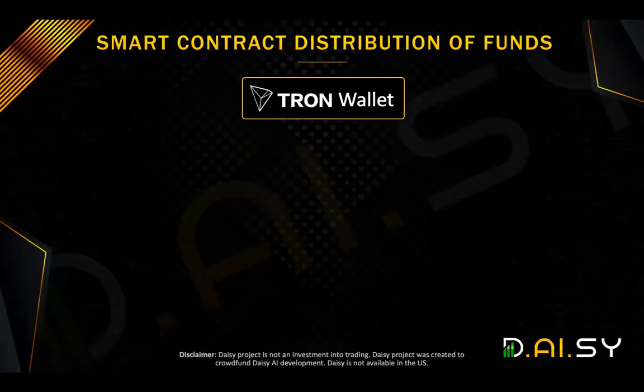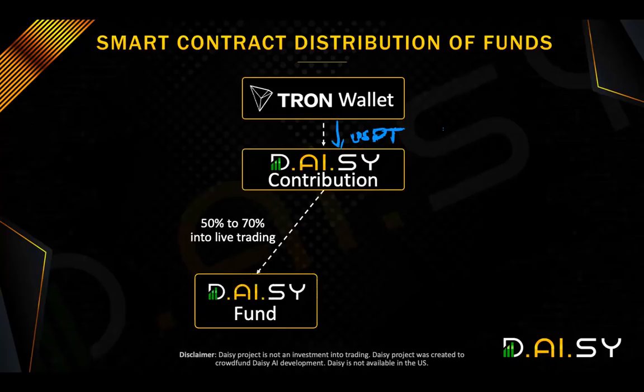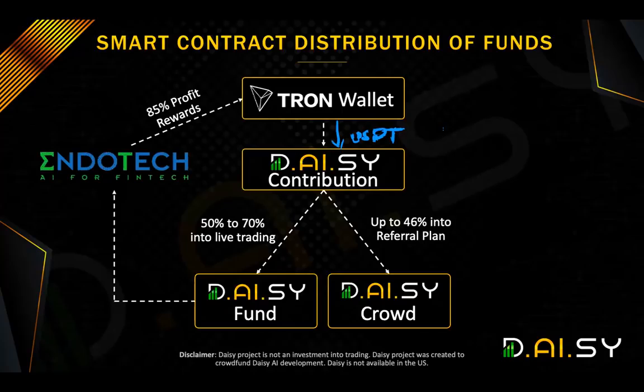You would still use your Tron wallet, the same Tron wallet you're registered with if you're already part of the community. You would make your Daisy contribution, except that this contribution would be made in USDT, transacted on the Tron blockchain. Let me make sure that you can read this properly. There we go. And then 50 to 70% goes into live trading to the Daisy fund, up to 46% into the referral plan.